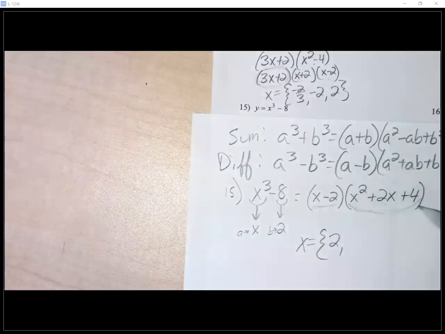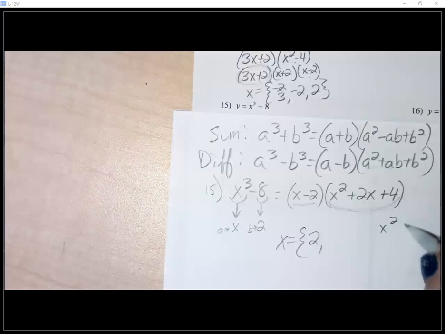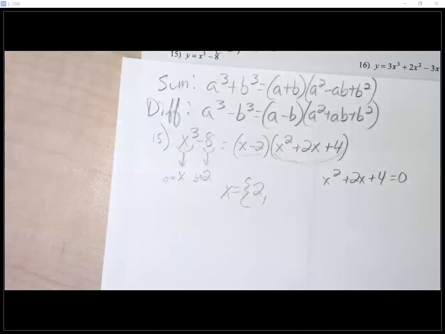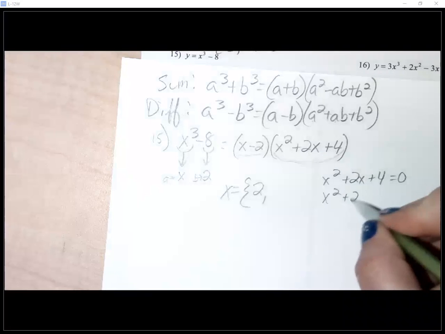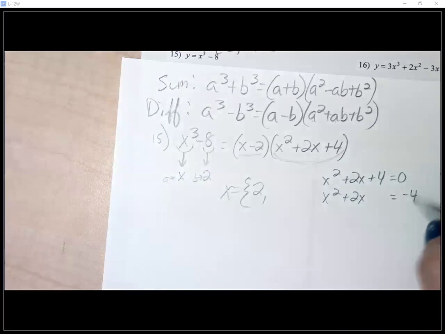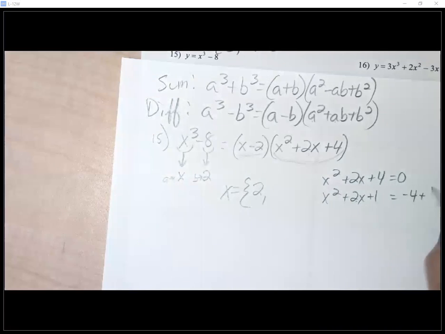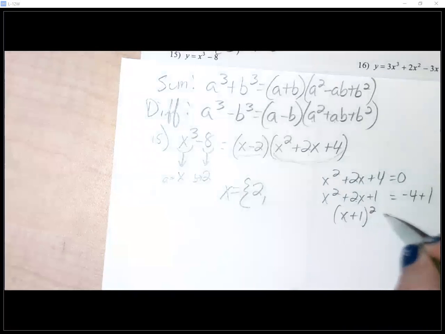A is 1, B is even. So I'll just do my work over here. X squared plus 2X plus 4 equals 0. So if I'm going to complete the square, I'm going to minus the 4, take half of B and square it. So that's 1, 1 squared is 1. So I add 1 to both sides. This side factors, X plus 1 squared, equals negative 3. Square root both sides.